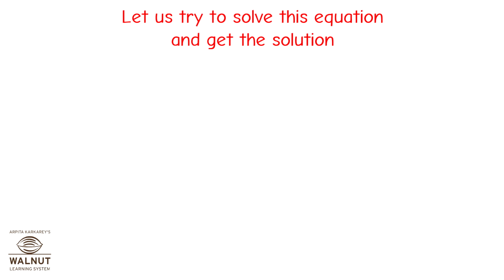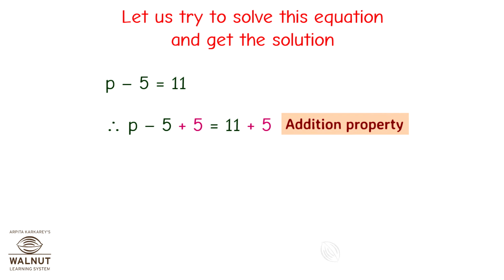Let us try to solve this equation and get the solution. P minus 5 is equal to 11. Since we have P minus 5 in the equation, we can add 5 to both the sides of the equation to find the value of P. Therefore, P minus 5 plus 5 is equal to 11 plus 5. Here we are using the addition property of an equality.